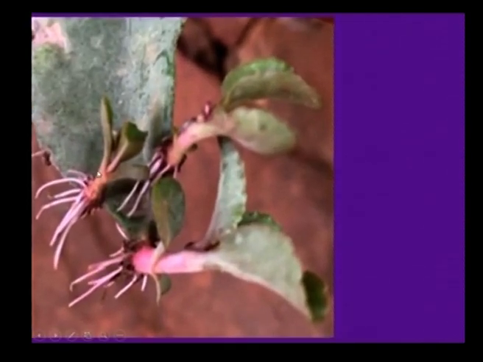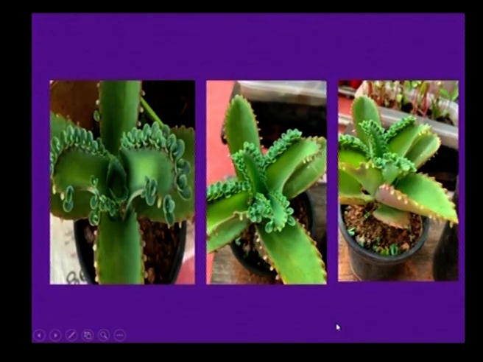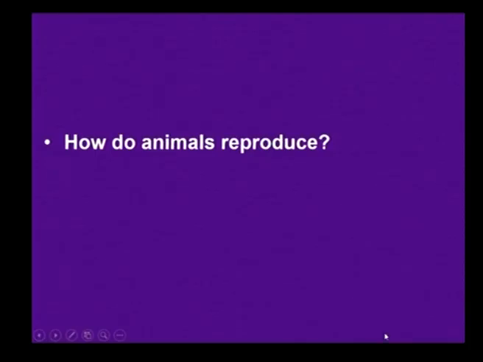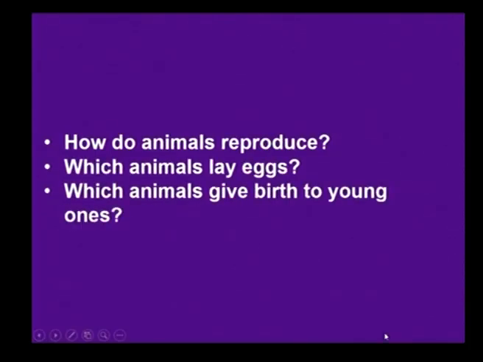Observe here, children, the edges of the leaves are having small plants. They grow into new plants. This is another variety of bryophyllum which is giving new plants from its leaves. Is it amazing? How do animals reproduce? Which animals lay eggs? Which animals give birth to young ones?